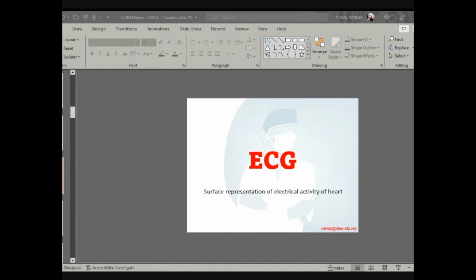For MCQ purposes, this is more than enough for the conduction system. Remember what the components are and exactly where they are situated. What is the sequence of events occurring? We will relate it to the ECG shortly. The cardiac cycle is the mechanical side of it. This is the electrical side of it.